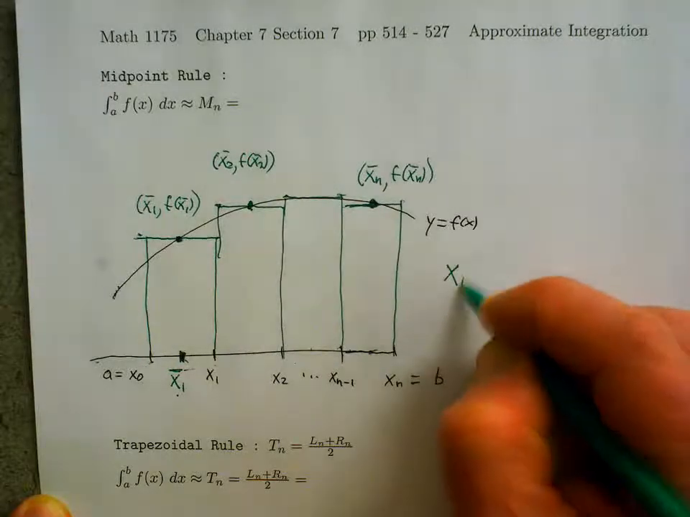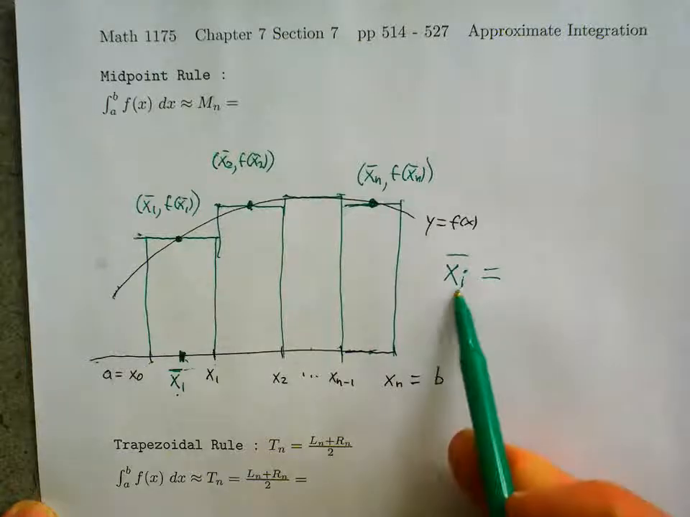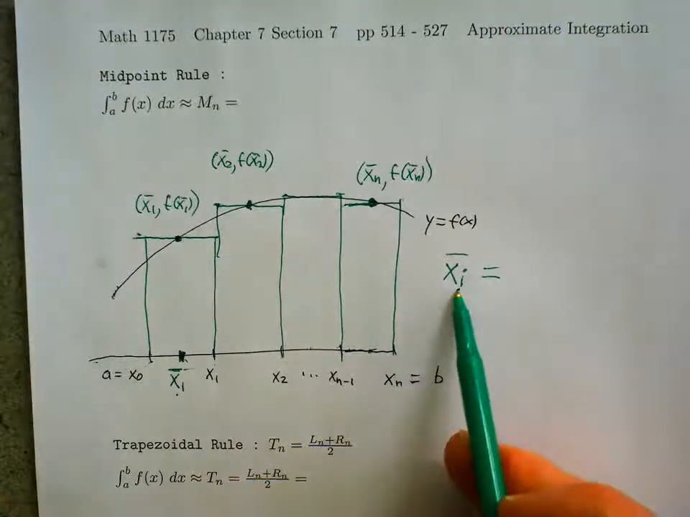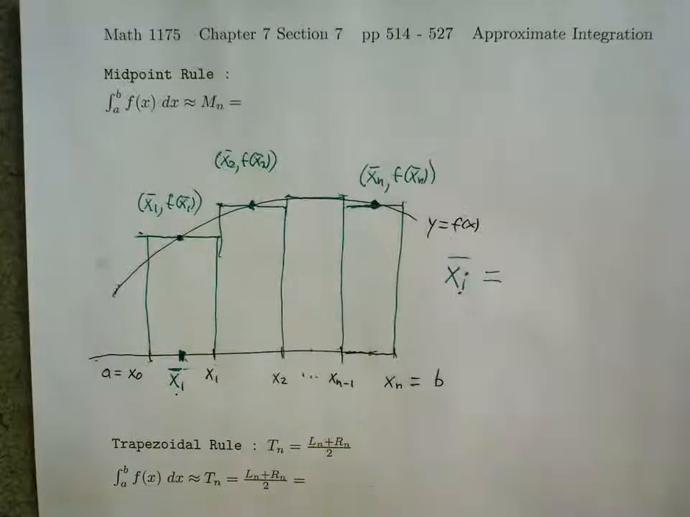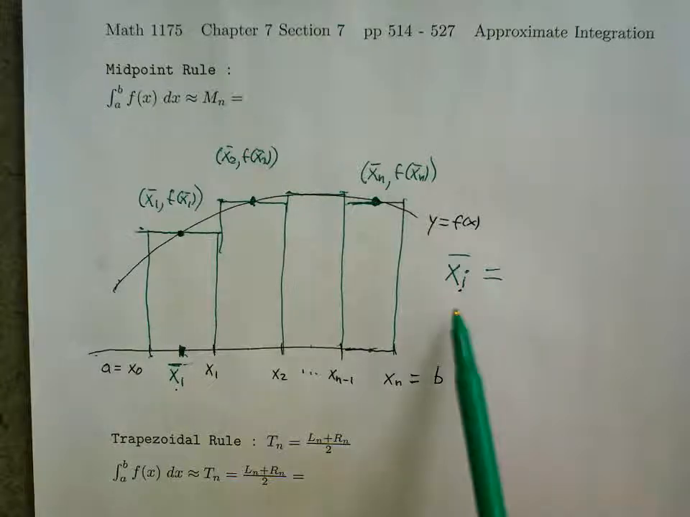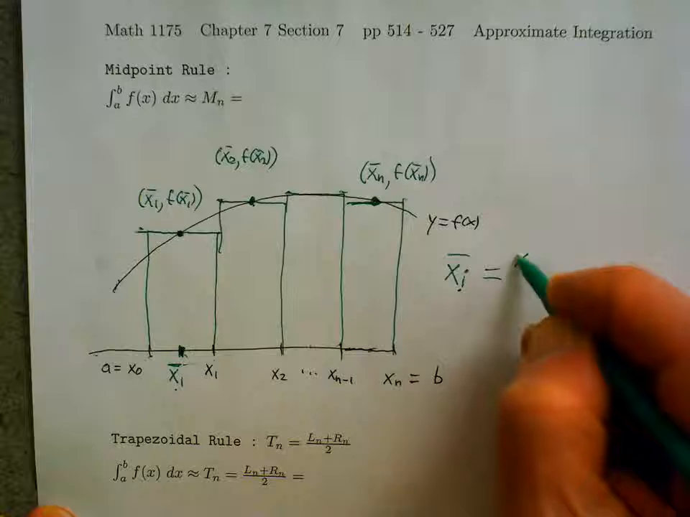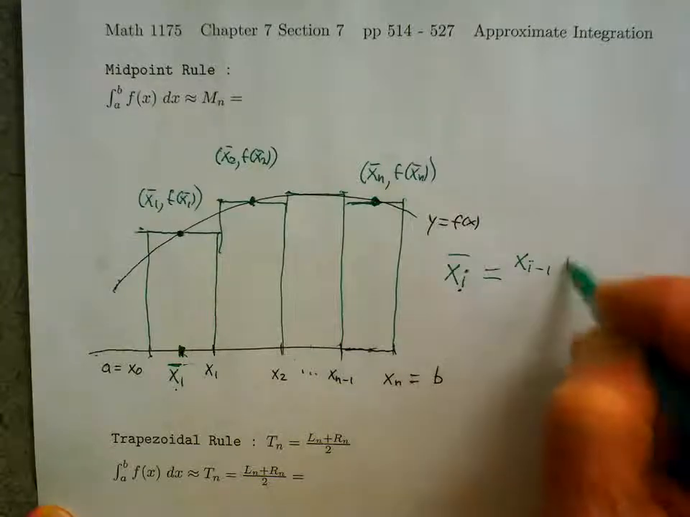Okay, so x sub i bar, if it's the midpoint between x sub i minus 1 and x sub i, then what's the formula for x sub i bar? x sub i bar is just the average of the endpoints, x sub i minus 1 and x sub i. So to find the average, you just add them together and divide by 2.